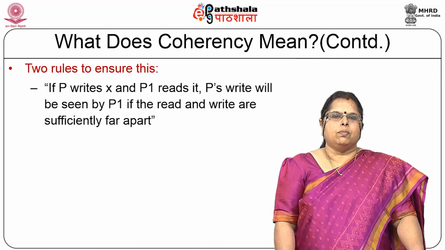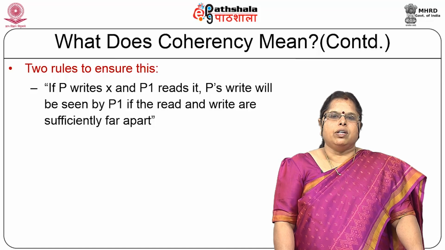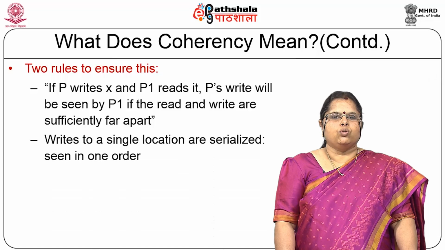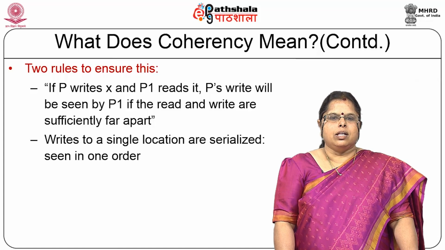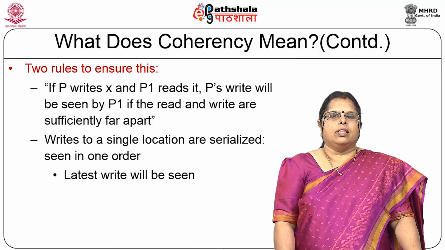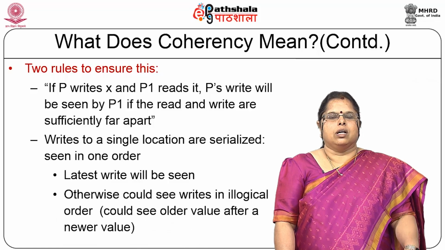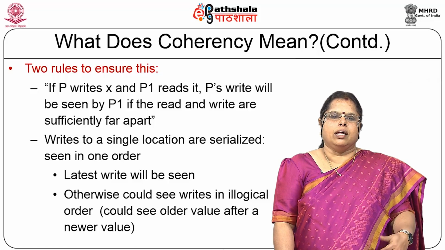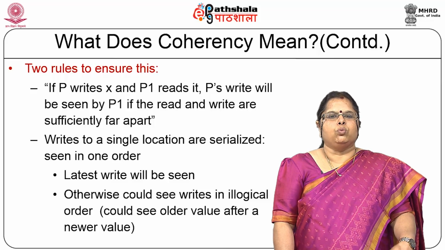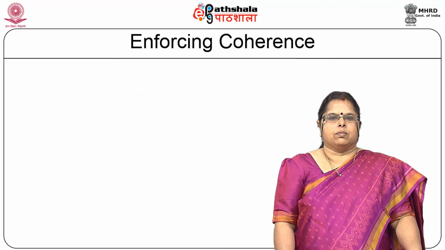If processor P writes X and P1 reads it, P's write will be seen by P1 if the read and write are sufficiently far apart. And writes to a single location are serialized, that is, they are seen in one order, and the latest write will be seen as the last one. Otherwise, we could see writes in an illogical order. You could see the older value after a newer value, which definitely is not acceptable.